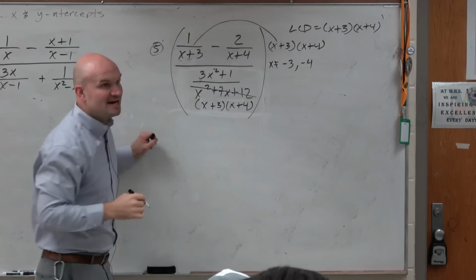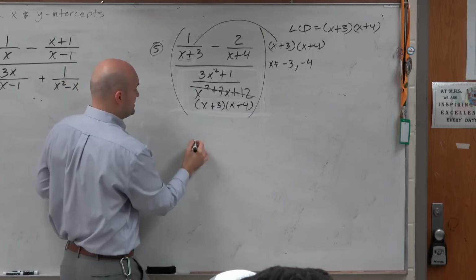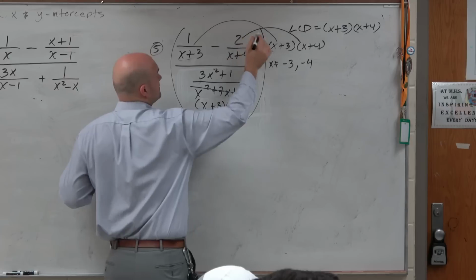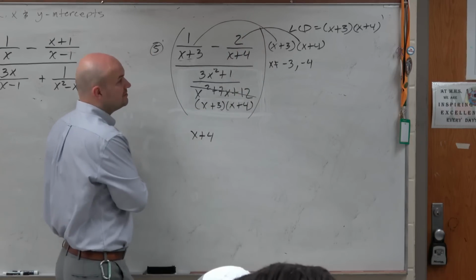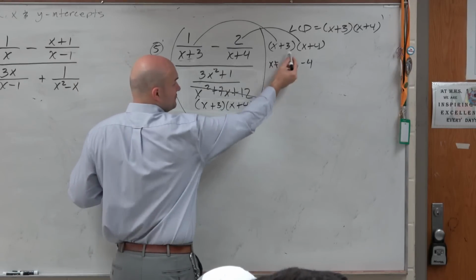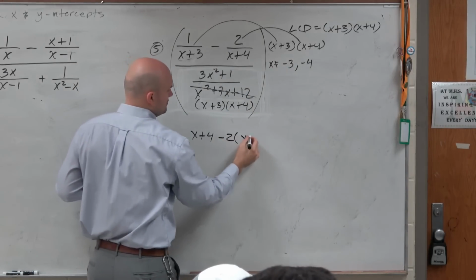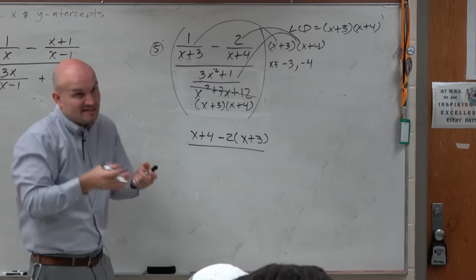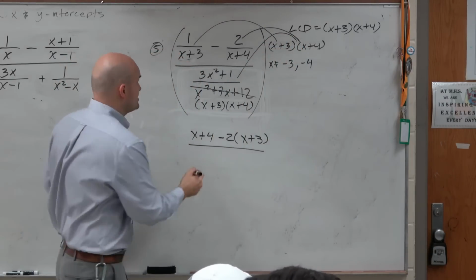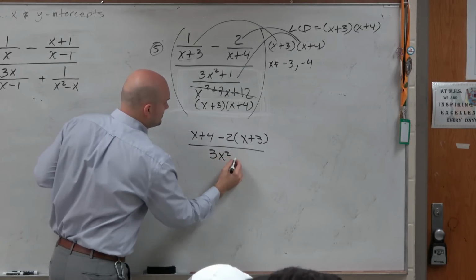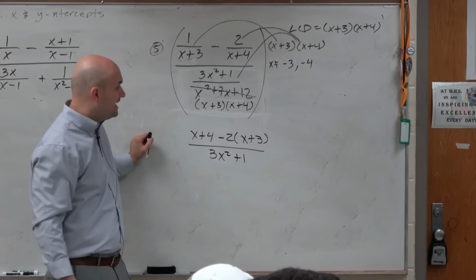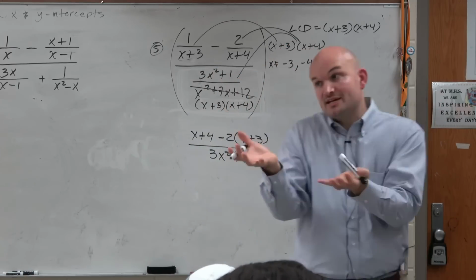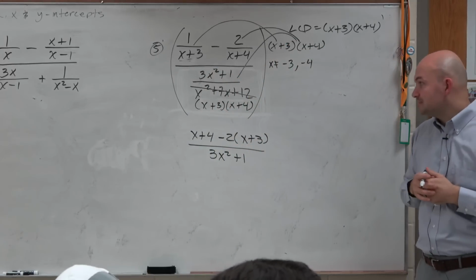when you multiply this, what divides out? X plus 3. So you're just left with the x plus 4. When you multiply this times that, what divides out? X plus 4. So you're just left with the x plus 3. And then when you multiply this times the denominator, you can see that both of them divide out, right? So you're just left with 3x squared plus 1. And now all we got to do is simplify it. And that's it. If you multiply everything times the LCD, you get rid of those extra denominators, and now you just have something to simplify.